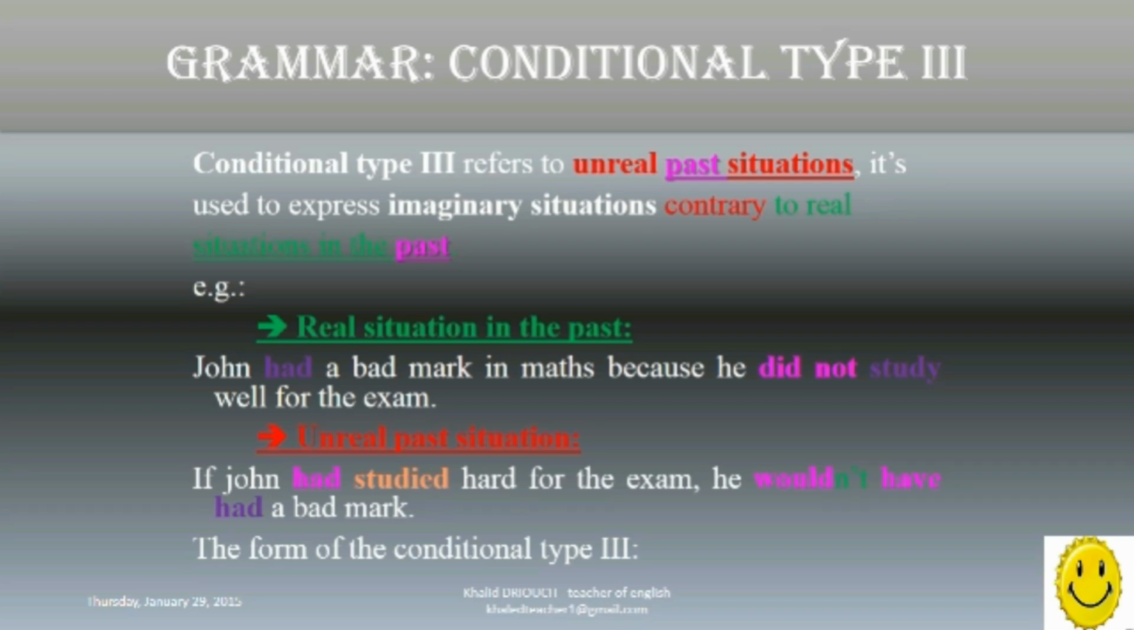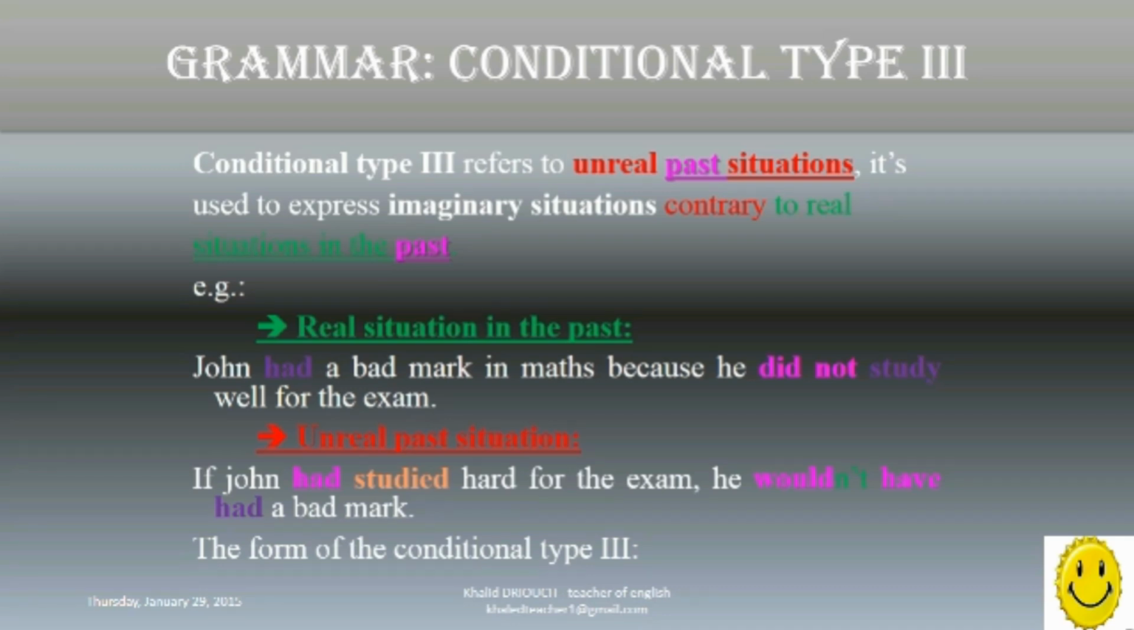What can we imagine from that situation? We can imagine an unreal past situation, a past situation that is not true, that didn't happen. And we would say, if John had studied hard for the exam, he wouldn't have had a bad mark. But here we are just imagining. So that's why we say the real situation and the unreal situation are contrary, opposite situations.